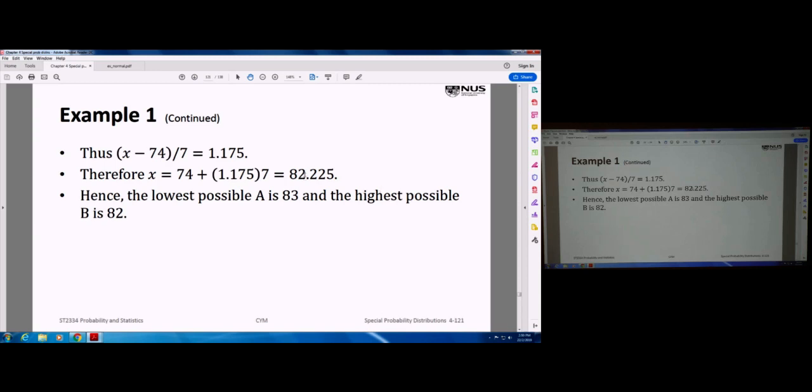So what that means is that the lowest possible A is 83, so I assume you're giving integer values, and the highest possible B is 82. That's really what it means. Okay, with integer scores, it means that basically 12% of the class are getting A's, and 88% aren't.